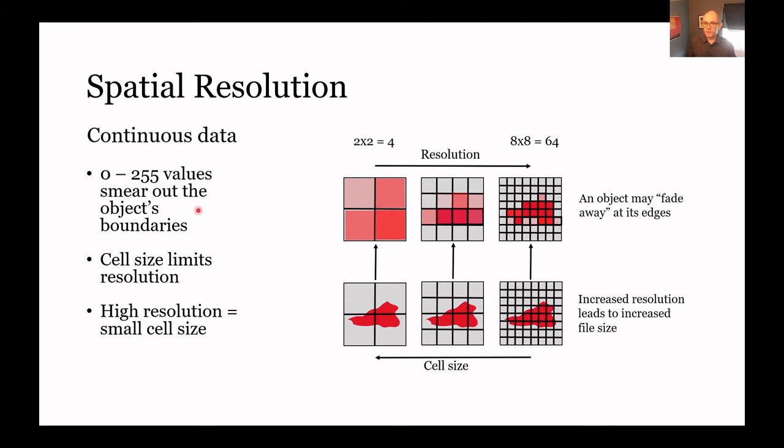Think about this whole continuous data, how many levels of redness there are in these images, and how well we can then represent the form that is behind this data. Spatial resolution, radiometric resolution, spectral resolution, they all play in together. Spatial resolution is very difficult.